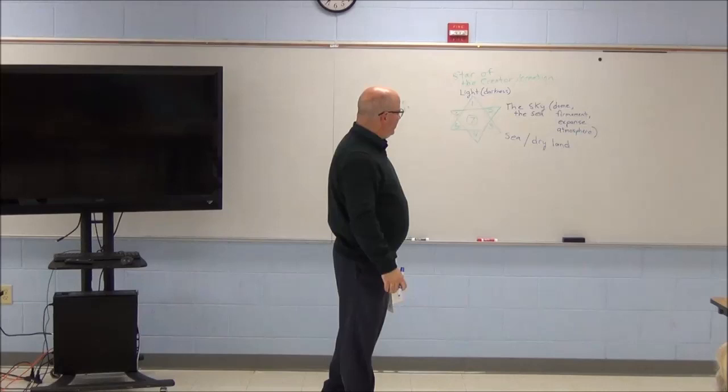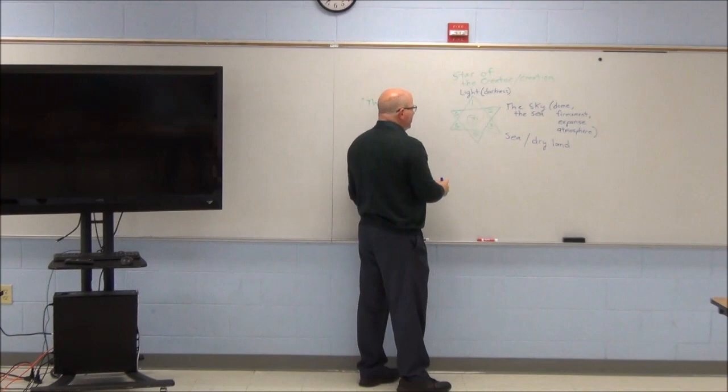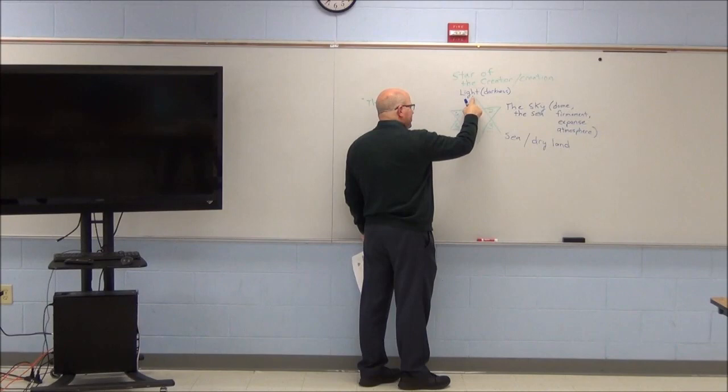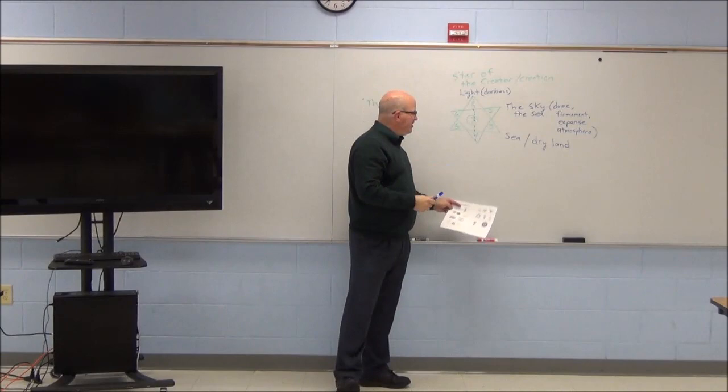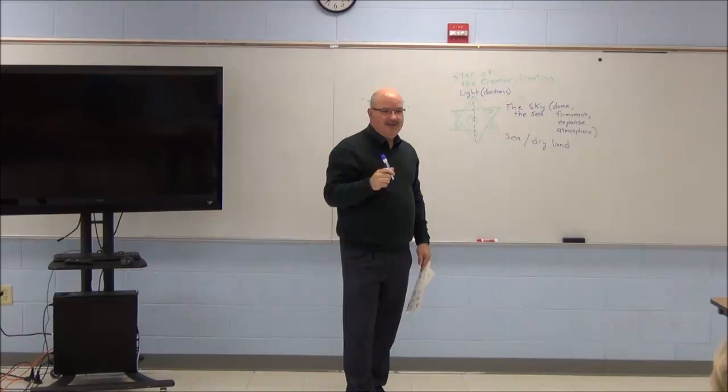Okay, so now what I want to draw your attention to is, notice that number one here, day one, this point is opposite. You can draw this dotted line between one and four. So one and four are opposite each other, and those are going to correspond. So what does God create on day four? Light to separate the expanse of sky from day to night.